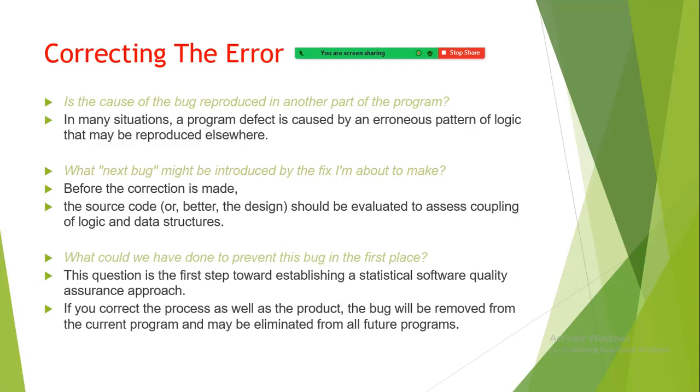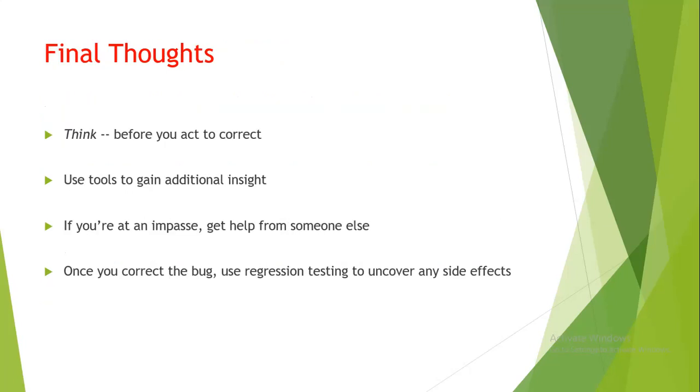This question is the first step toward establishing a statistical software quality assurance approach. If you correct the process as well as the product, the bug will be removed from the current program and may be eliminated from all future programs. These are the final thoughts. Think before you act to correct. Use tools to gain additional insights. If you are at an impasse, get help from someone else. Once you correct the bug, use regression testing to uncover any side effects.